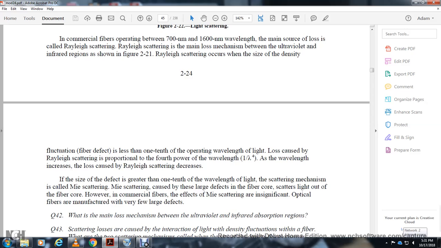If the size of the defect is greater than 1/10 of the wavelength of light, the scattering mechanism is called Mie scattering. Mie scattering is caused by large defects in the fiber core. In commercial fiber, the effect of Mie scattering is insignificant. Optical fibers are manufactured to avoid very large defects.